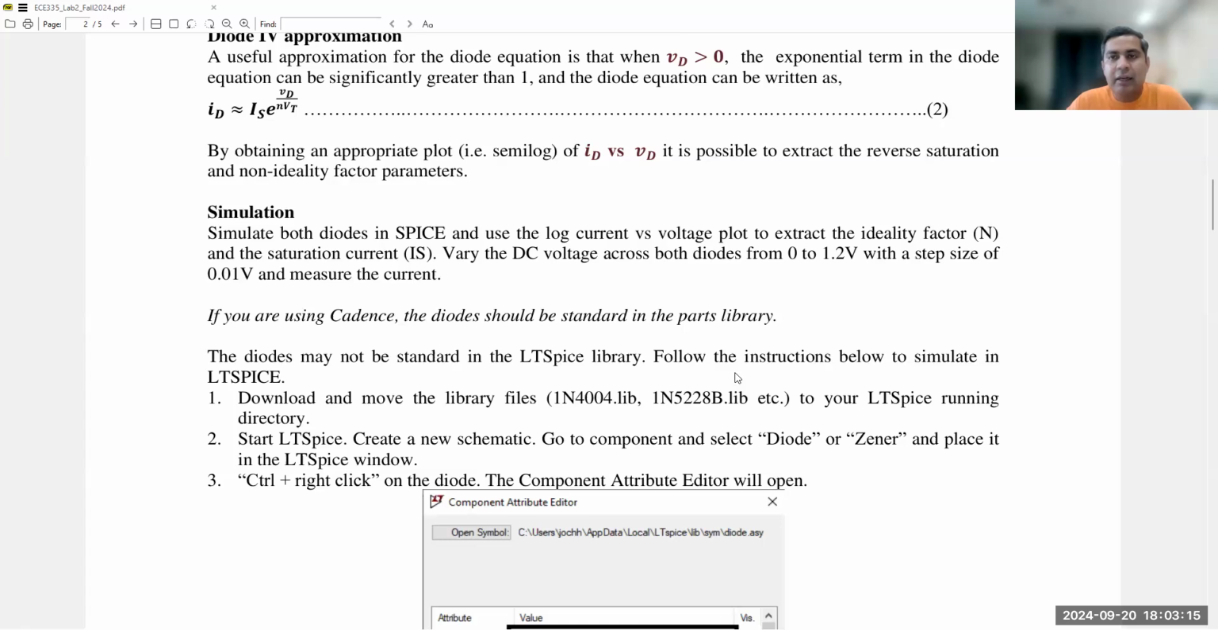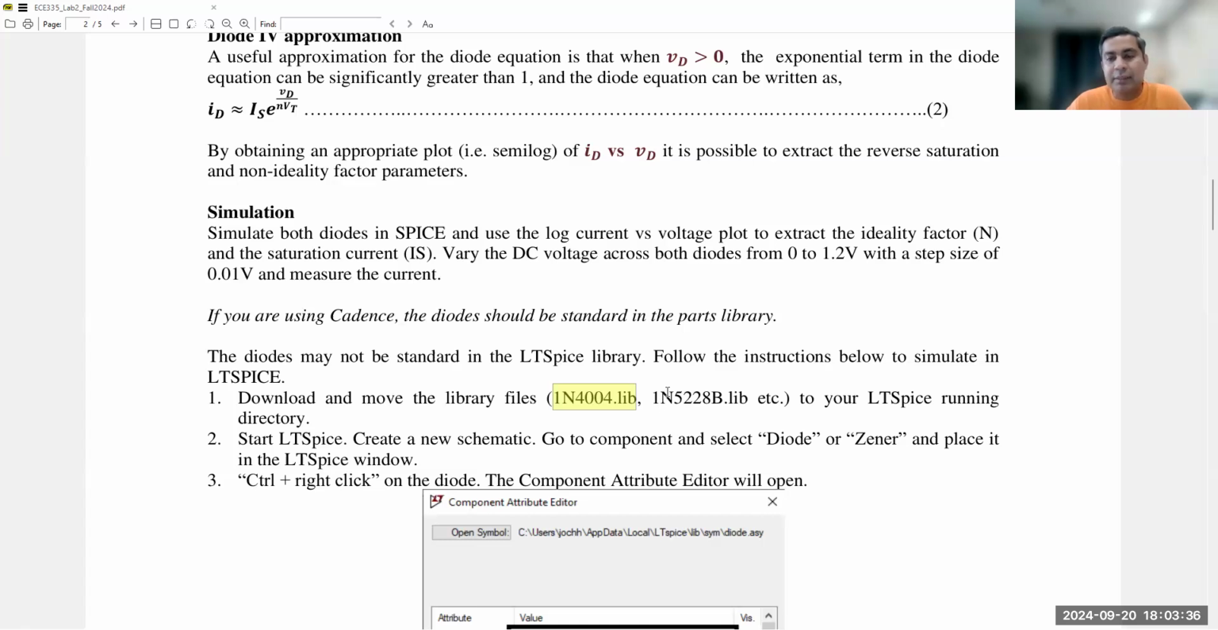The library files are text files that define the diode as a model. It usually has a model or a subcircuit. For this case, the PN junction regular diode has a model, which is this file. But the Zener diode is explained as a subcircuit.